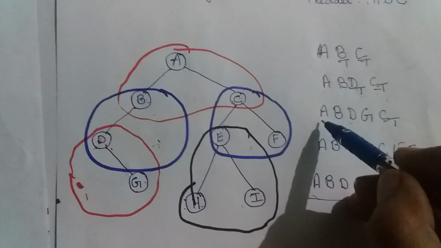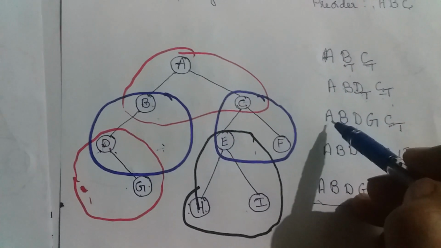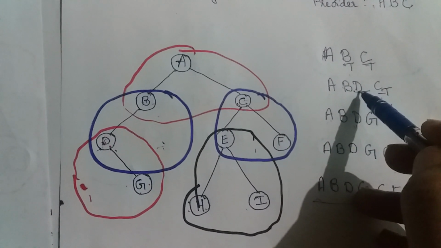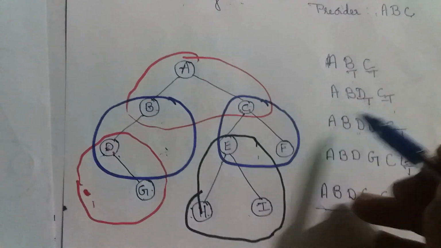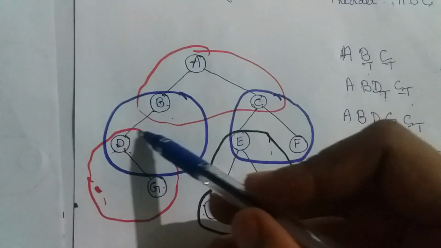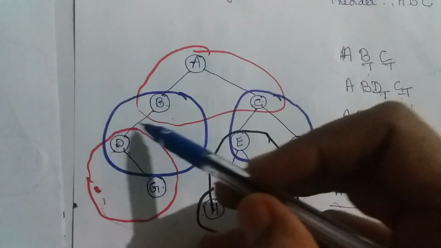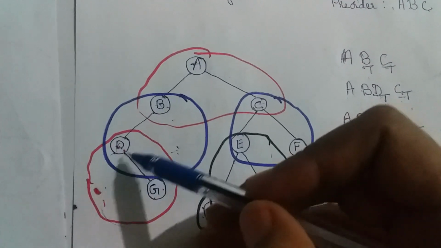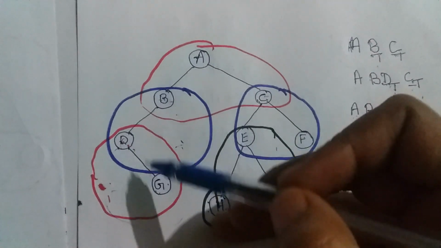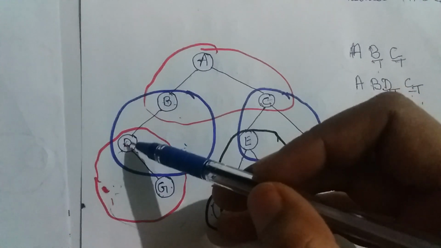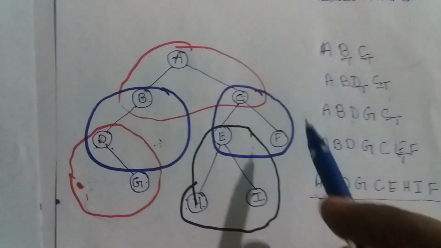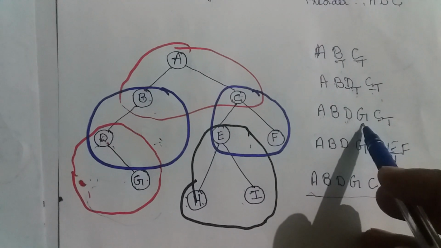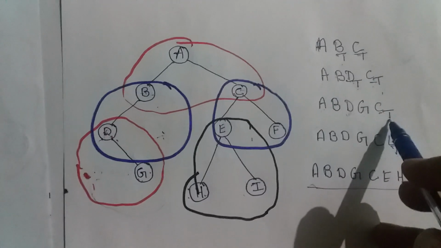Then in the next step, A is written like that only, B is written, then DT, because D has to be traversed here. So I will consider the node D here: root, left and right. Left does not exist, so root and right. So you can see here A, B, D, G. Then CT is copied like that only.